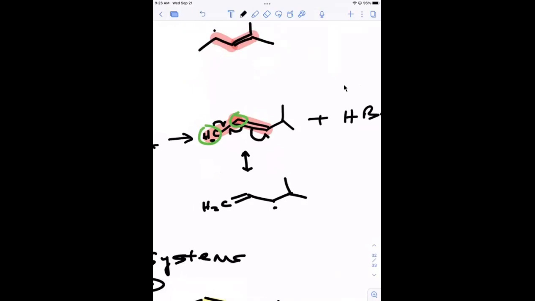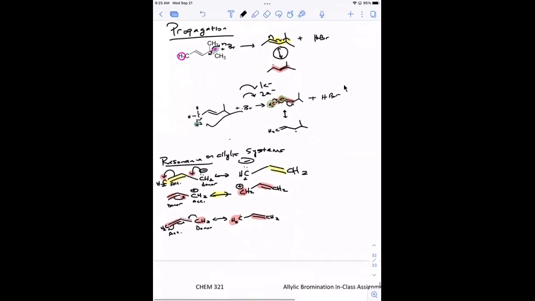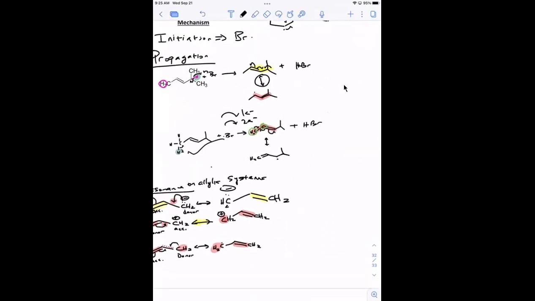And when I'm doing radicals, it's always a fishhook. It's never a double-sided arrow. That's another thing I've seen a lot of. I see it every semester, every time I teach the class. With radicals, you have to use single-headed arrows to move one electron, and you use a double-headed arrow to move two electrons. All right, so now let's do the questions about that.